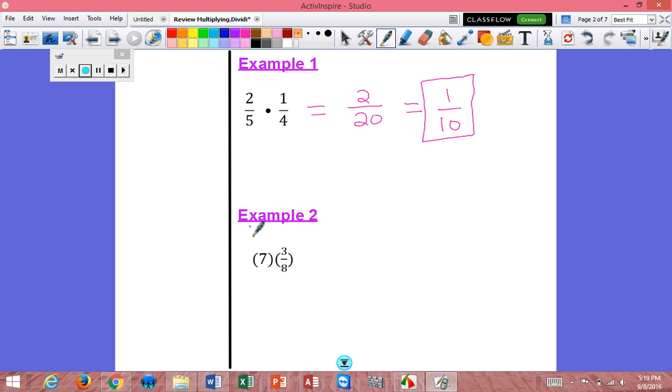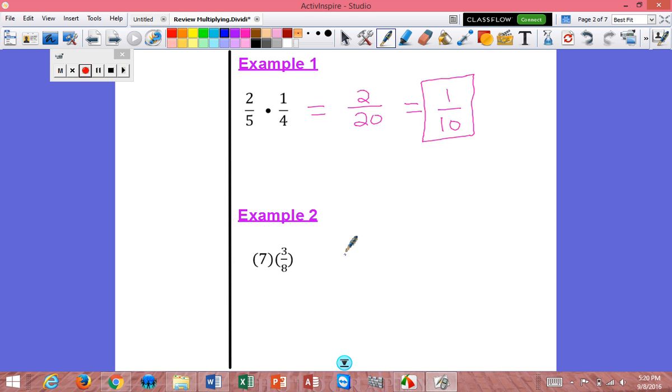Example 2, we have 7 times 3/8. Now, if you don't see any symbol here, that means we are multiplying. If we have addition, subtraction, or division, there will always be a symbol there that shows that, but if there's absolutely nothing there, and you just have two numbers in parentheses next to each other, it's multiplication. So keep that in mind.